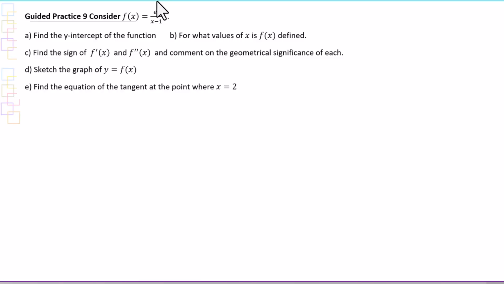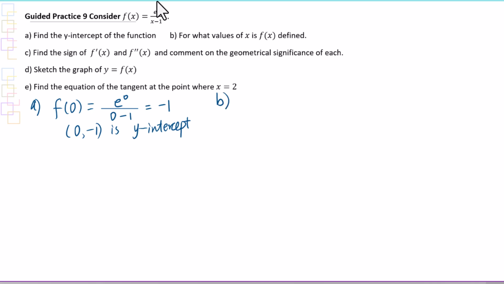Guided practice 9. f(x) equals e^x over x minus 1. A. Find the y-intercept. f(0) equals e^0 over 0 minus 1 equals -1. So (0, -1) is the y-intercept.